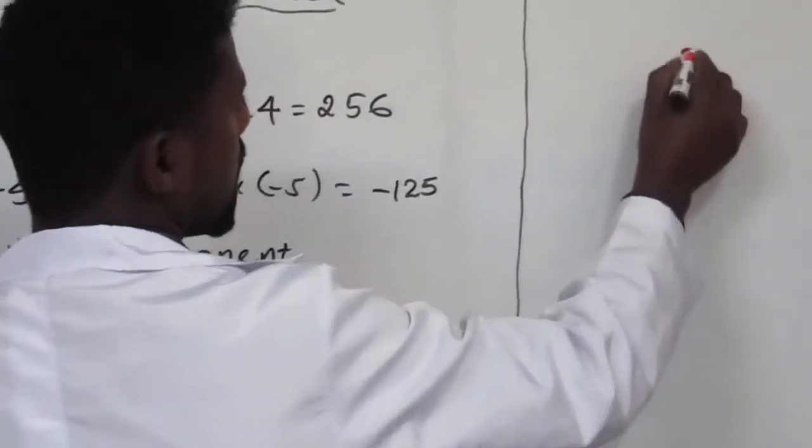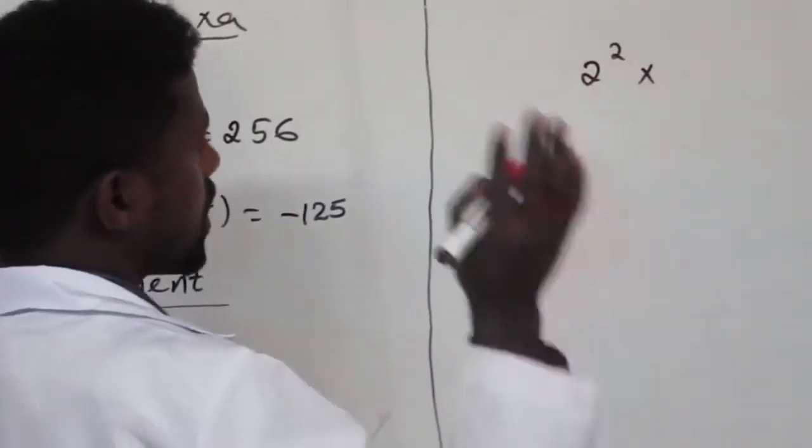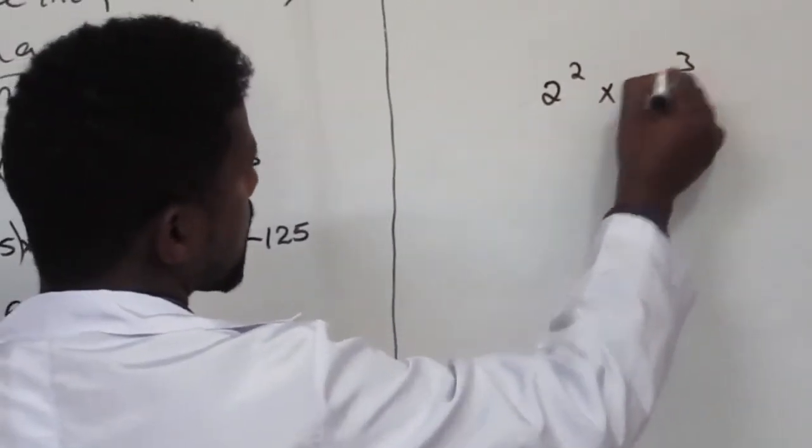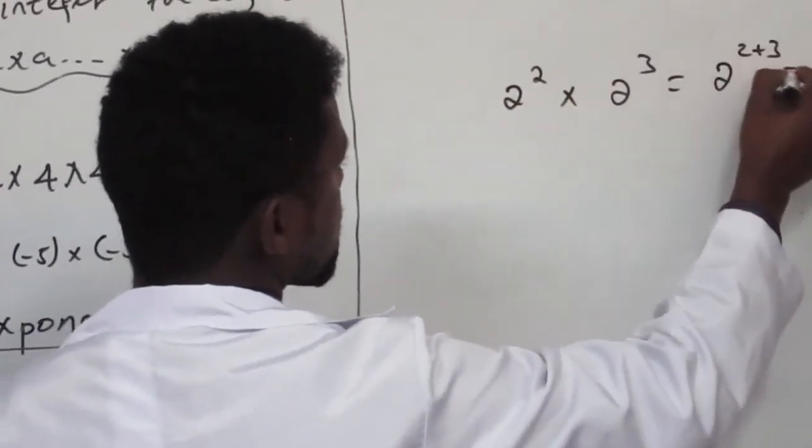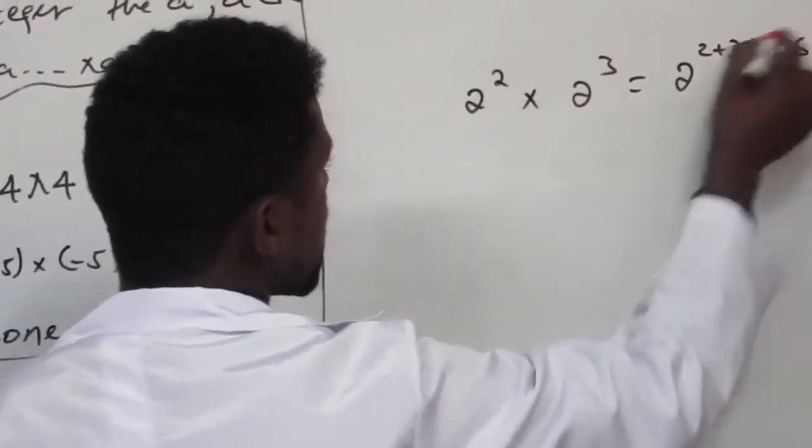Let me show you an example. Let's say we use the same thing: 2 squared times 2 to the power of 3. This means we can say 2 to the power of 2 plus 3, which is 2 to the power of 5. Let me multiply this one.